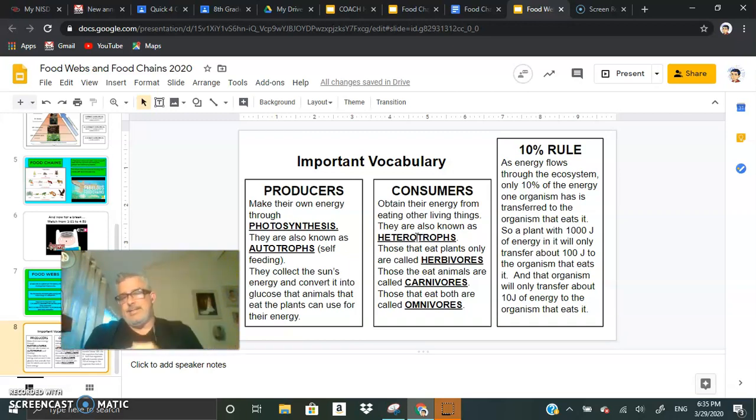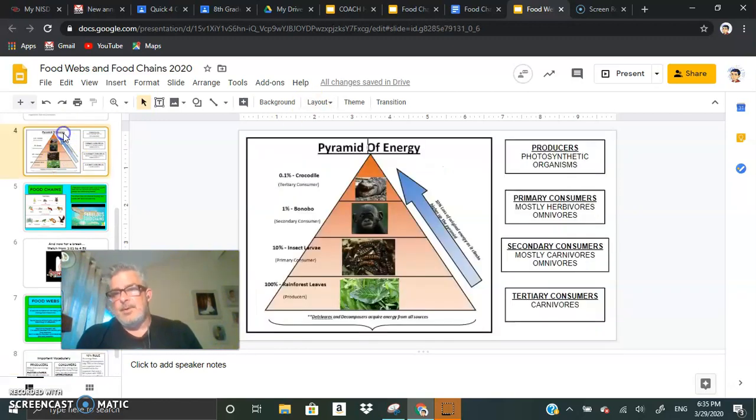So if we go back to that pyramid, remember the 10% rule, only 10% of the energy moves up. So there's energy lost sometimes going from one place to another. So it's not a perfect system.